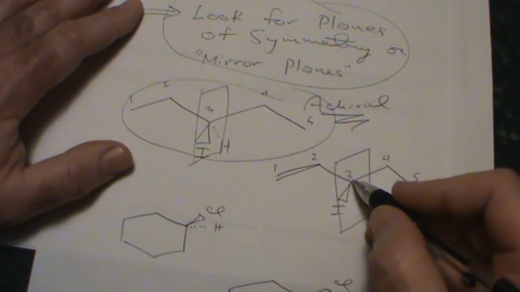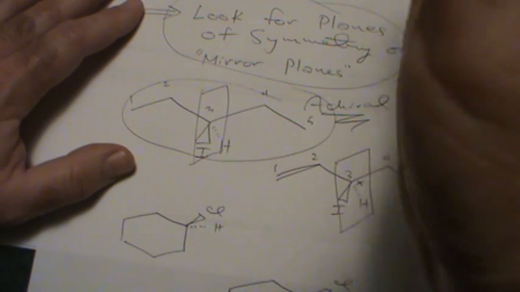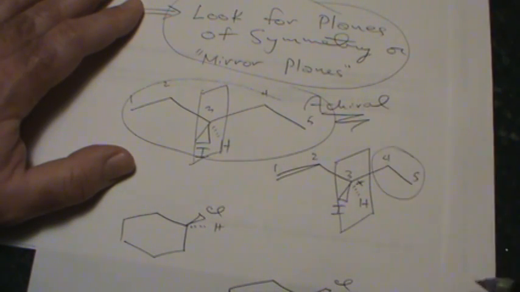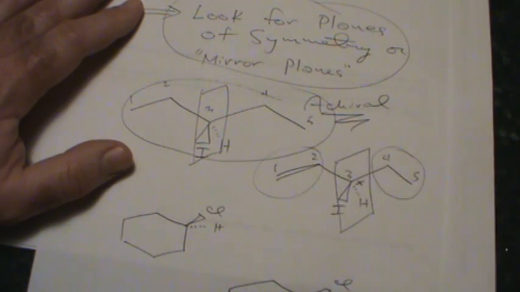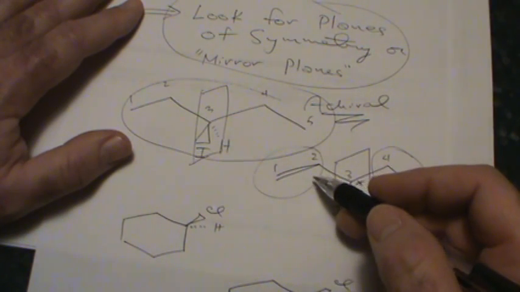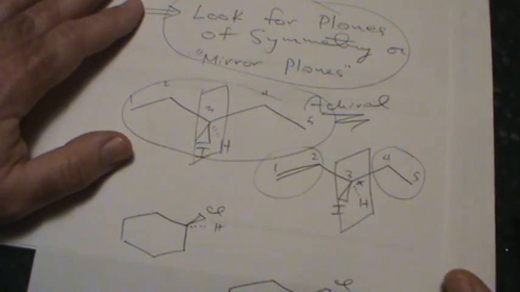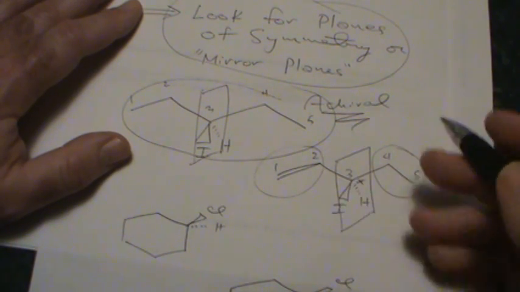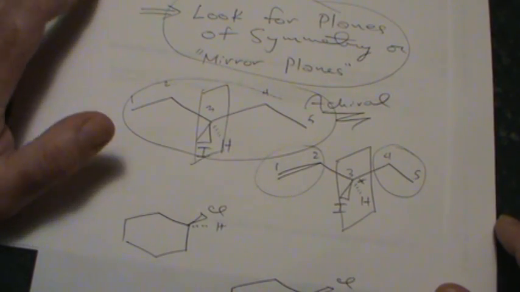While it is still true that carbon 3 and the iodine and the hydrogen would lie in the plane, what's on the right side of the plane, namely this ethyl group, is not the same as what's on the left, a methyl group. There is no symmetry plane here. There's no mirror plane.